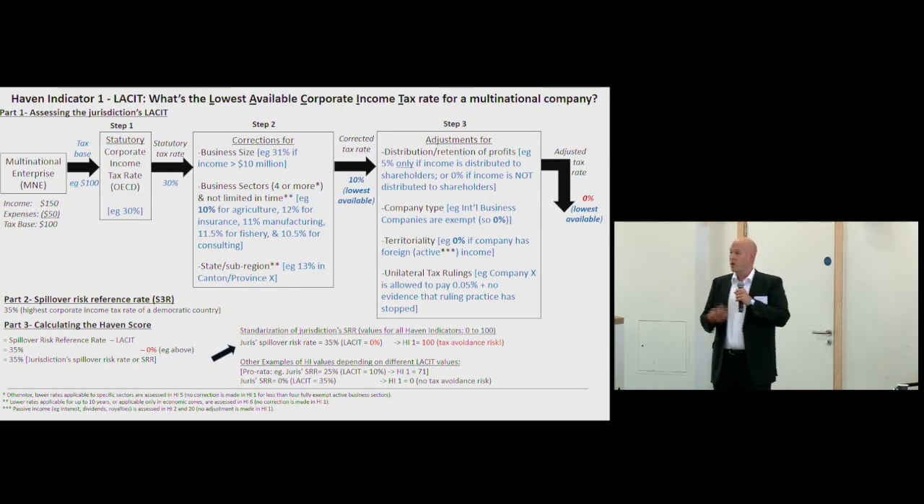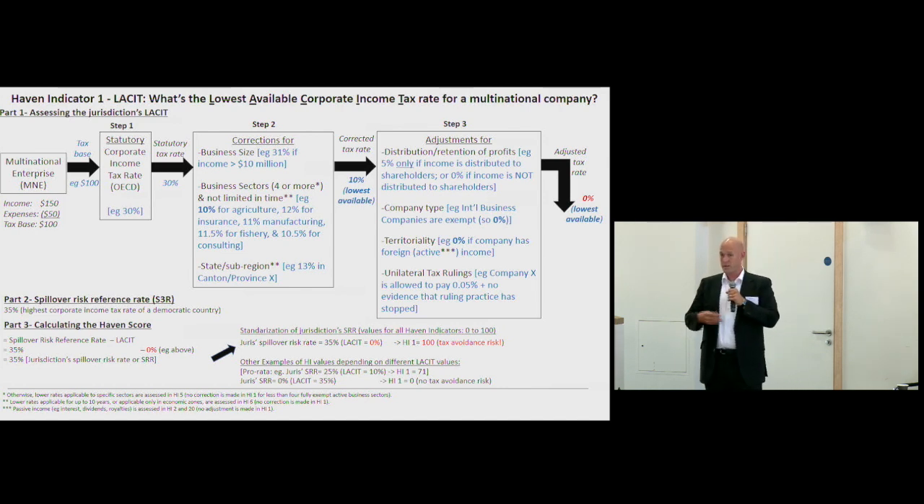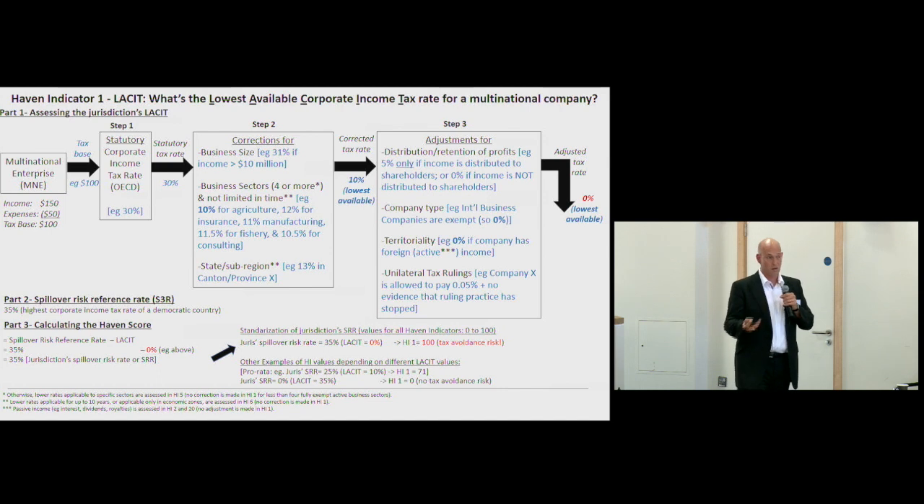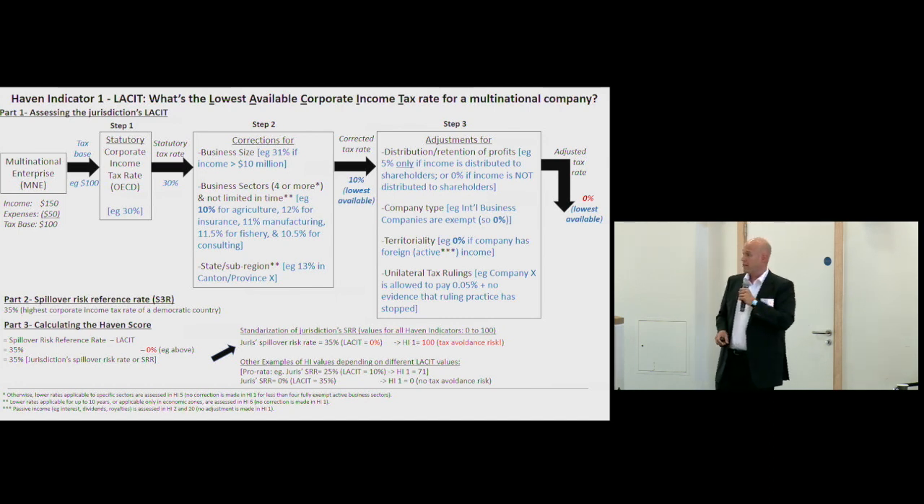Territoriality: for example, Hong Kong does not tax active business income from outside of Hong Kong, and there is academic evidence, articles that show how this is actually used by Canadian corporations investing in China to avoid any taxation for their Chinese profits. And the fourth adjustment we are making is for unilateral tax rulings.